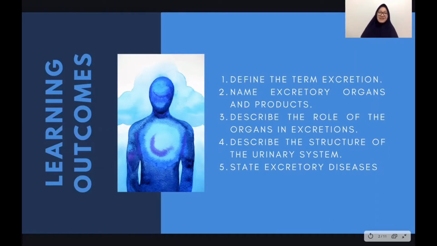Okay, so the learning outcomes that you will get from this lesson is that firstly, you will be able to define the term excretion. Secondly, you will be able to name the excretory organs and products. Thirdly, you will be able to describe the role of the organs in excretion. Fourthly, you will be able to describe the structure of the urinary system. And lastly, you will be able to state the excretory diseases that are involved.